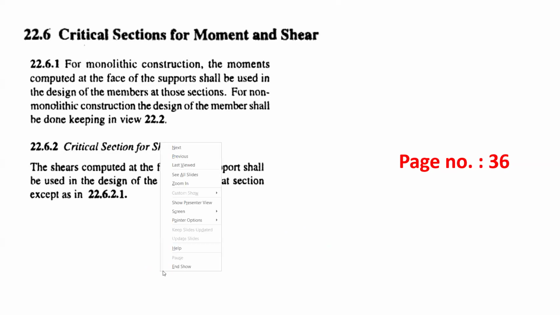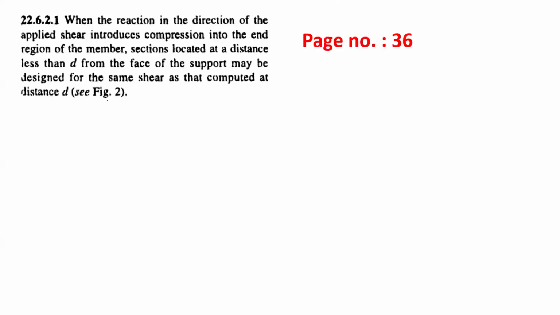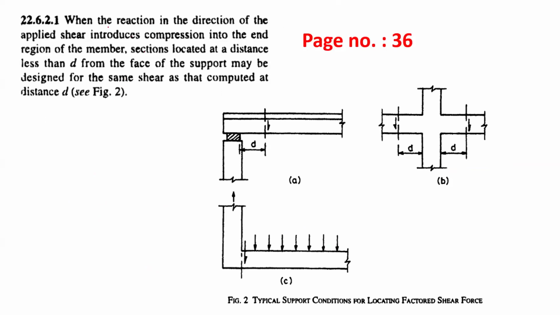We have clause number 22.6, which they have mentioned. The shear calculated at the face of the support shall be used in the design of the member at the section, except 22.6.2.1. And then as given over here, that is at a distance d from the face of the support. You can see we have the face of the support over here, and at section d we have the critical section for shear.